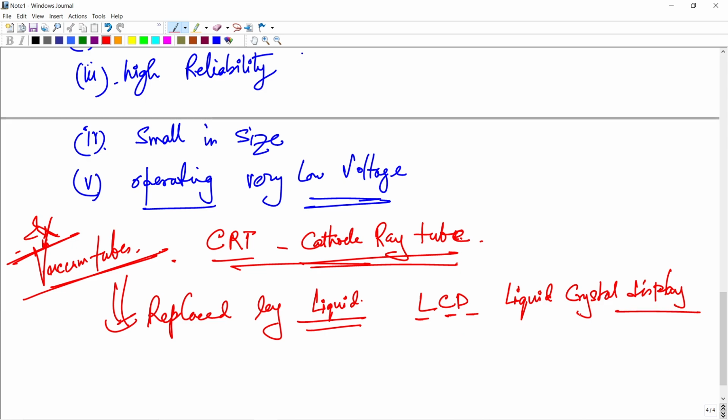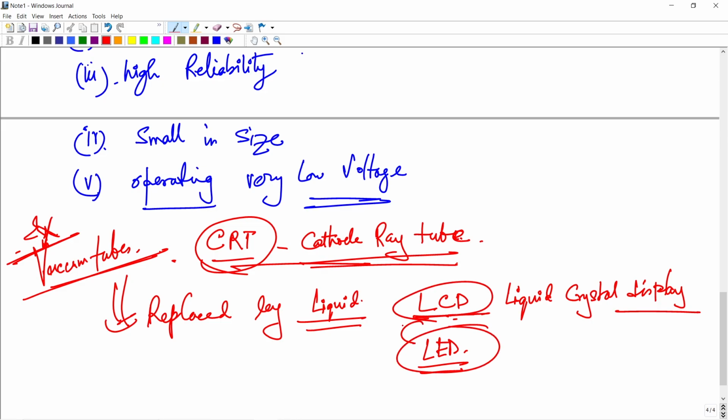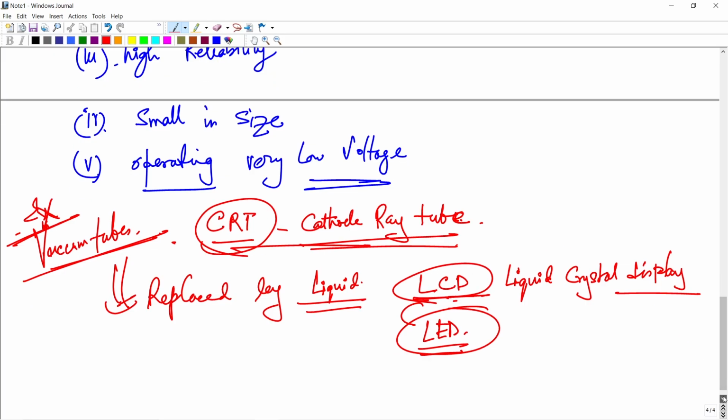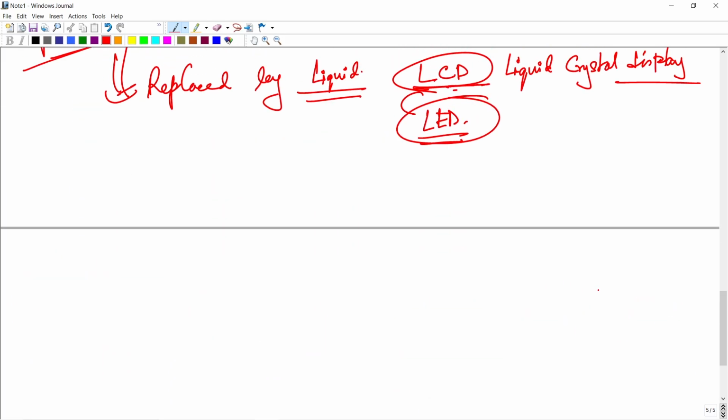And now we use the LED. That's a very vast device area here. First the CRT was replaced by the LCD, and now the LCD is also replaced by the LED. Now we jump into the basic semiconductor devices, mainly the semiconductor science. So, jump into the basic semiconductor science.